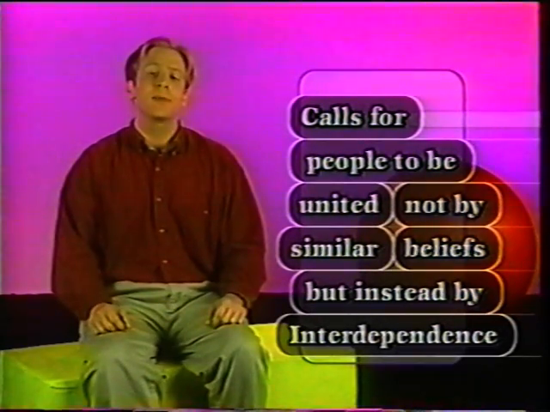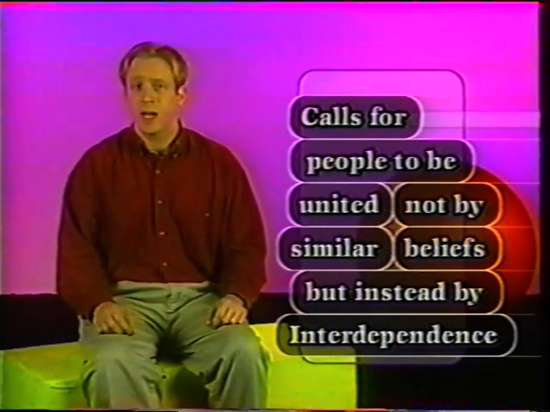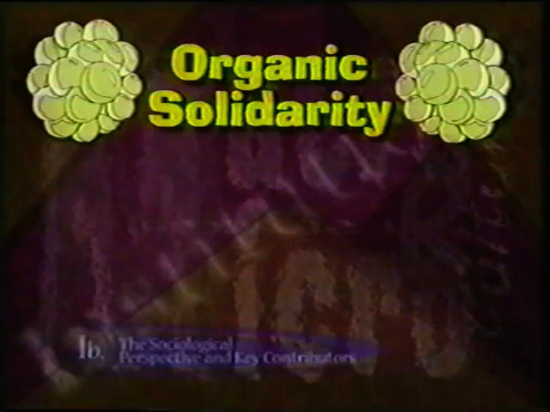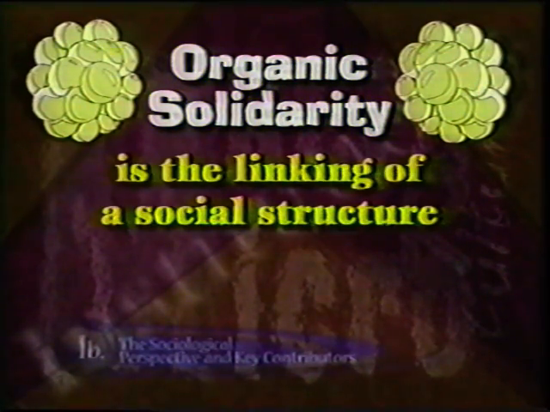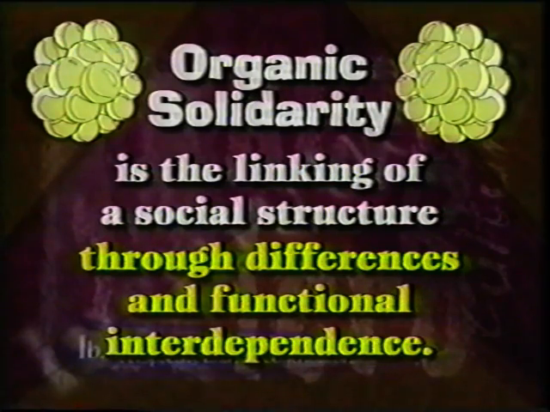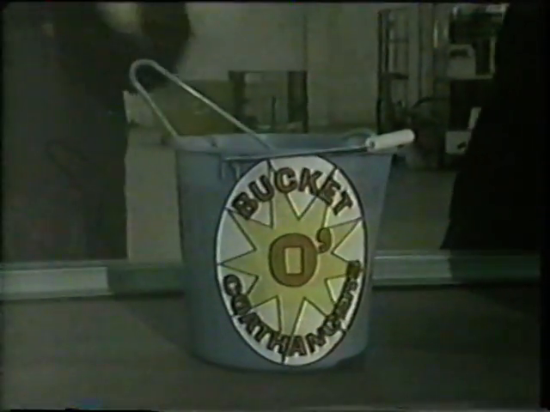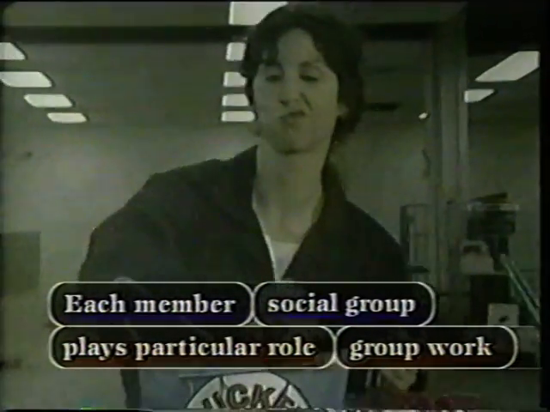Basically, this type of solidarity calls for people to be united, not based on similar beliefs, but on interdependence. Organic solidarity is the linking of a social structure through differences and functional interdependence. Each part of the social structure needs all the other parts to give one another meaning. This is kind of like how the organs of a living organism work, hence organic solidarity. Each part does its own thing. And analogous to this concept, each member of a social group plays a particular role in making that group work.